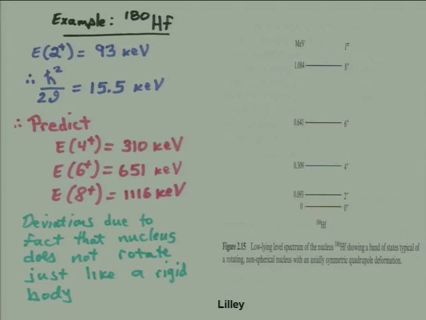So I predict that the 4 plus level should be 310. It's actually 309. I predict this should be 651. It's actually 641, and so on. Good, not perfect. And the reason it's not perfect is this thing isn't really moving like a rigid body. It is a liquid, after all. It's not really a solid. But it's a very good approximation.